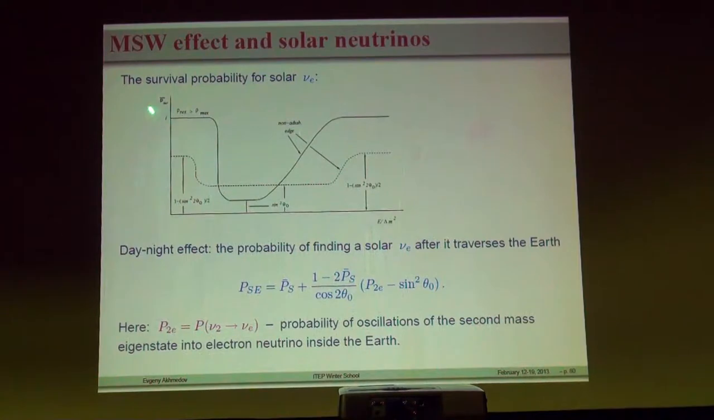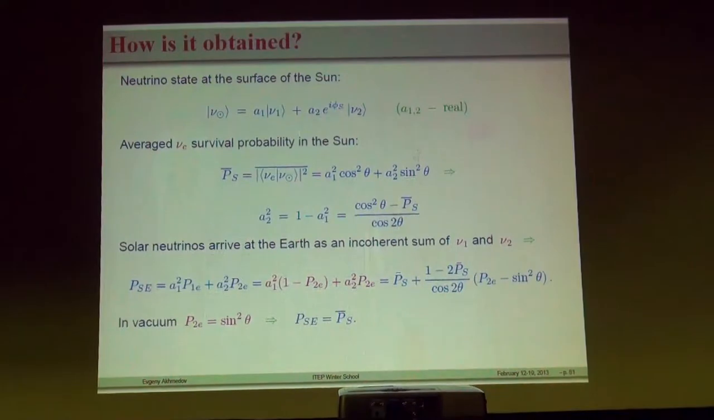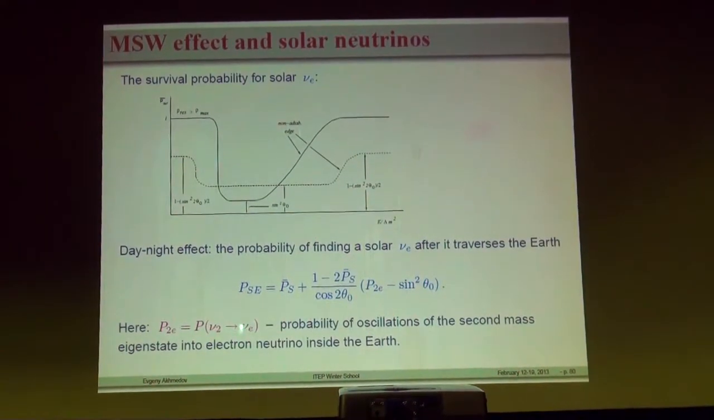And therefore, there is essentially no MSW effect in this case. On the other hand, for high energy, the adiabaticity gets broken, and therefore, the survival probability again climbs up. So this gives us the idea of the energy distortion of the spectrum of solar neutrinos due to the MSW effect.